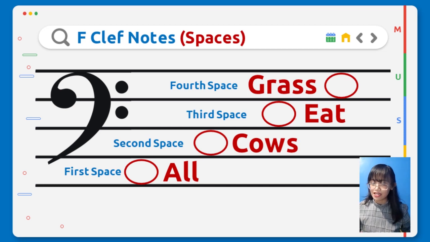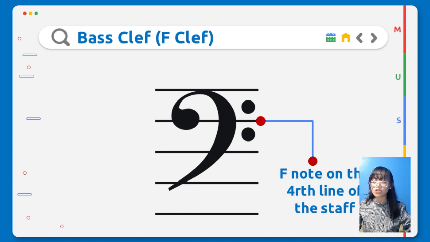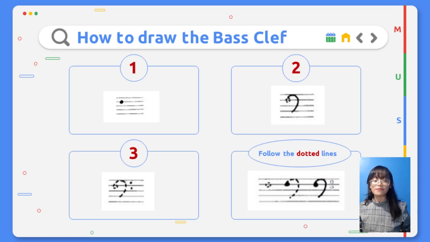Okay pa ba? Is it clear? Was it a bit confusing? Again, let's have a quick review for the bass clef. The bass clef establishes the F note on the fourth line. When you draw the bass clef, you start by drawing a solid black circle on the fourth line. Then you follow it with a curve. Then, you will add 2 dot notes on the third and fourth spaces.